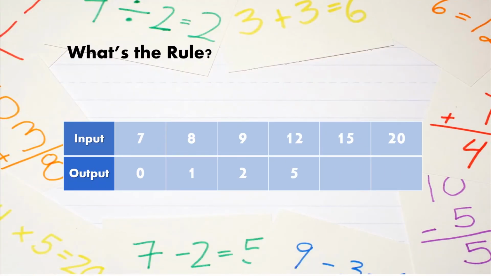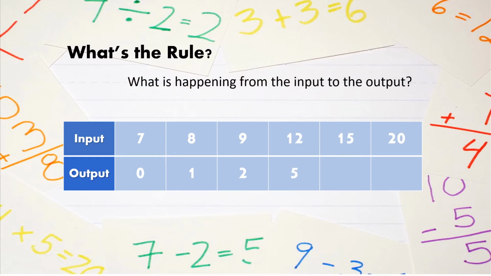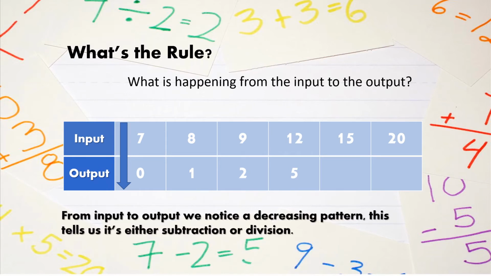So now let's talk about looking at an input-output table. This input-output table is going across horizontally. So when we go to look at what's happening from the input to the output, we're going to look from top to bottom. And in this case, from input to output, we notice a decrease in the pattern. This tells us that it's either going to be subtraction or division. So let's take a look at the pattern.